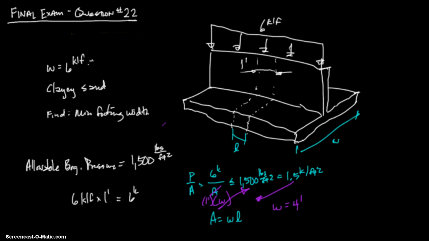W equals 4 foot. And we look down at the bottom and see that letter C equals 4 foot. That would be our answer: C, 4 foot. I hope that makes sense.